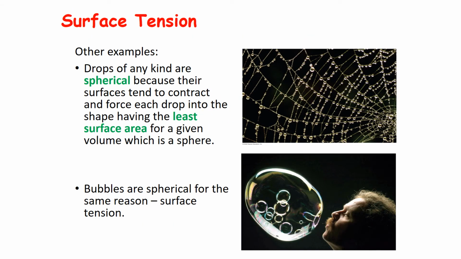Another example, drops of any kind are spherical. This is because their surfaces tend to contract and force each drop into a shape having the least surface area for a given volume, which is the sphere. Bubbles are spherical for the same reason, surface tension.